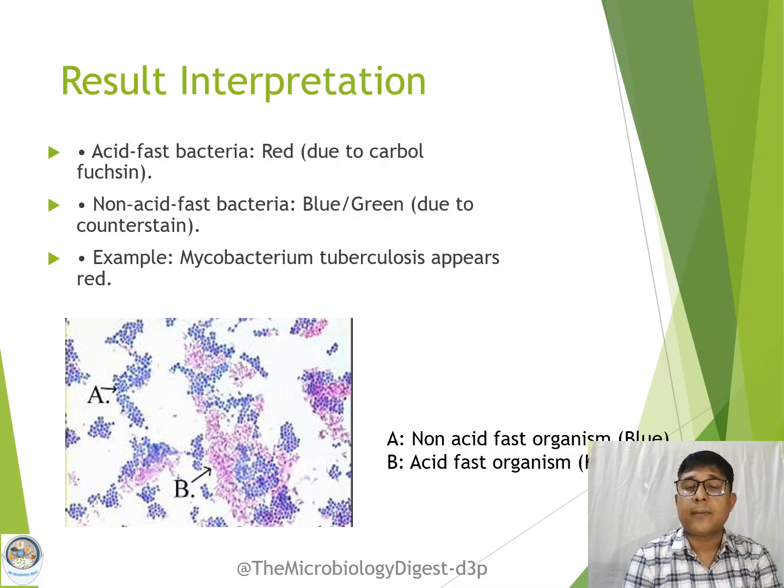They will be taking up the primary stain color, they will appear as red, and non-acid fast organisms will appear as blue due to the color of the counter stain. So in the photograph you can see it is a mixture of both acid fast and non-acid fast organisms. The blue organisms represent the non-acid fast type, and red or pink organisms represent the acid fast type of organisms.